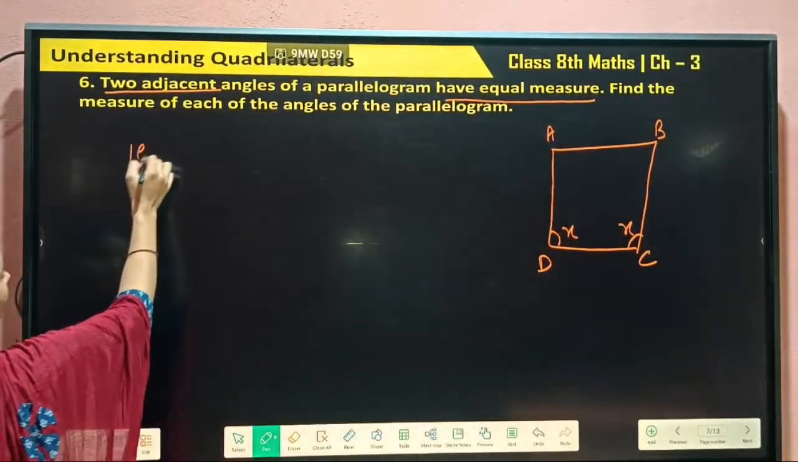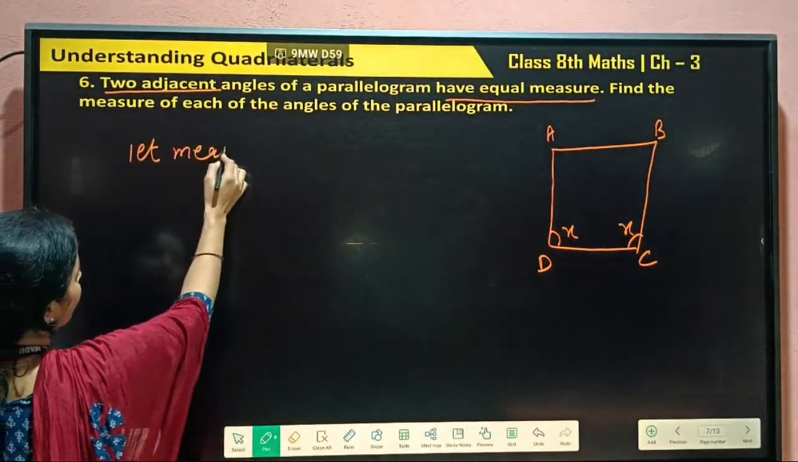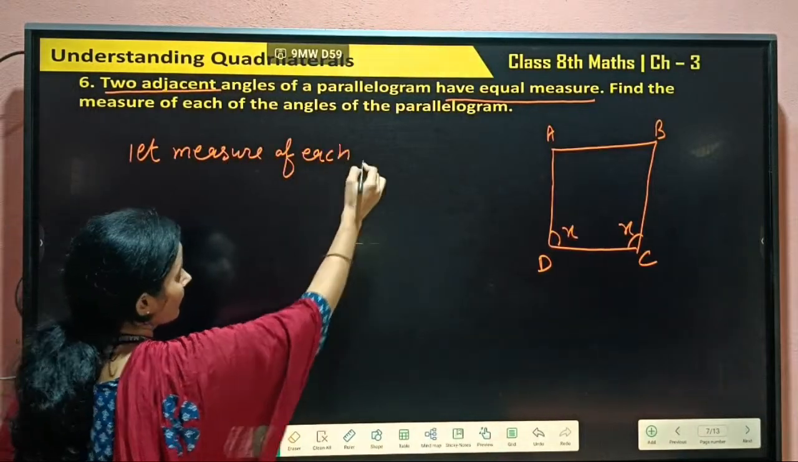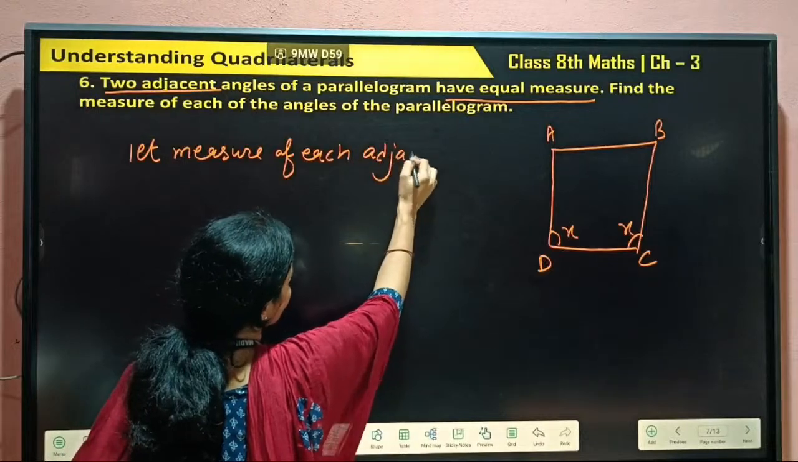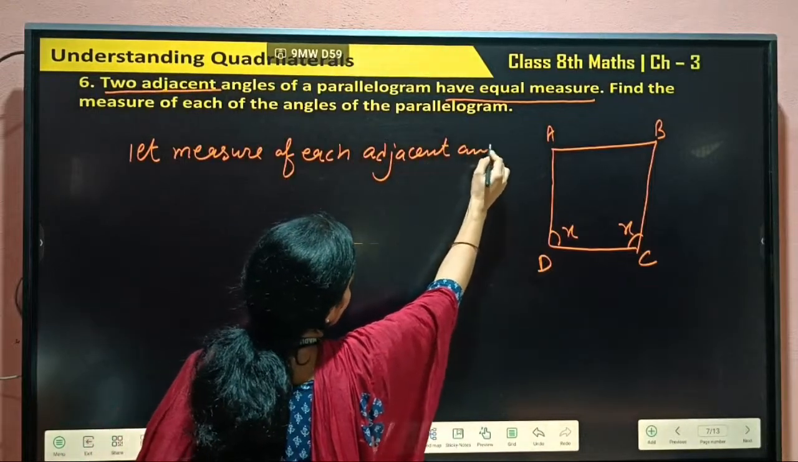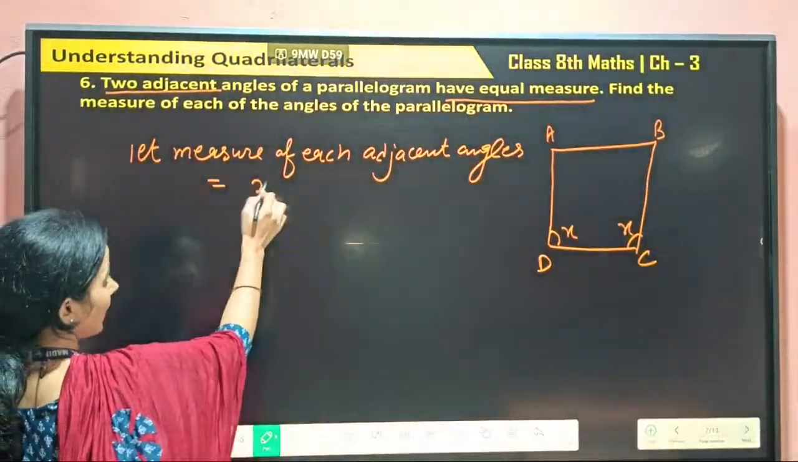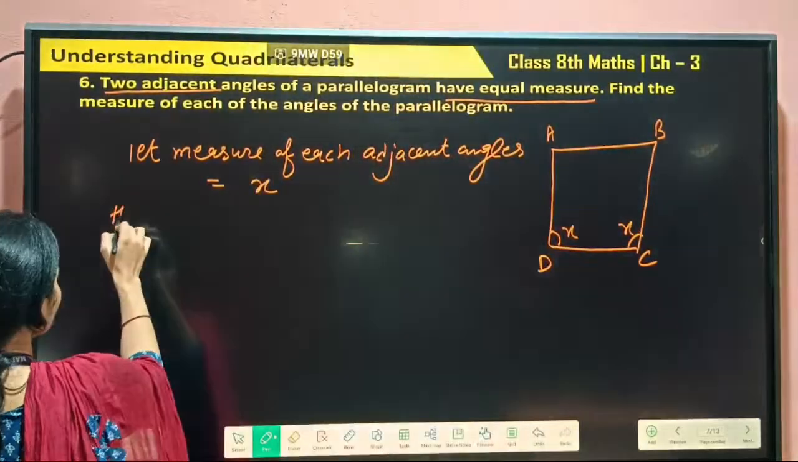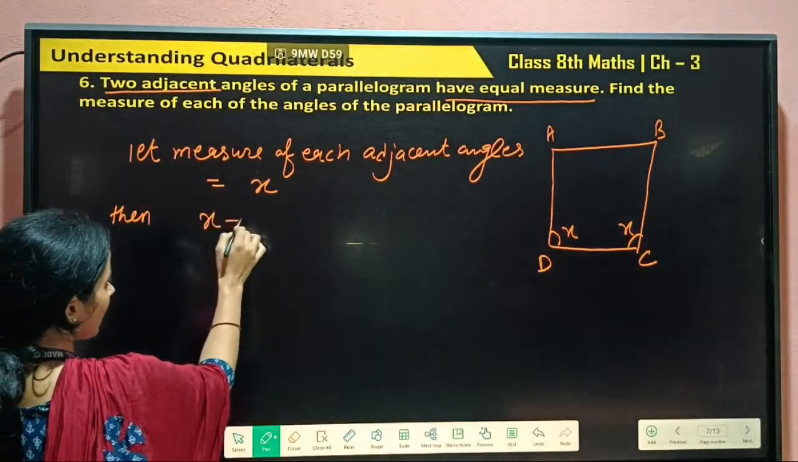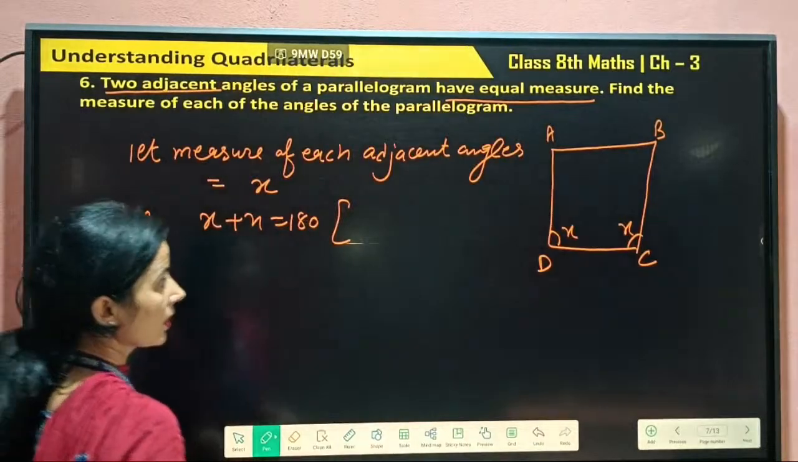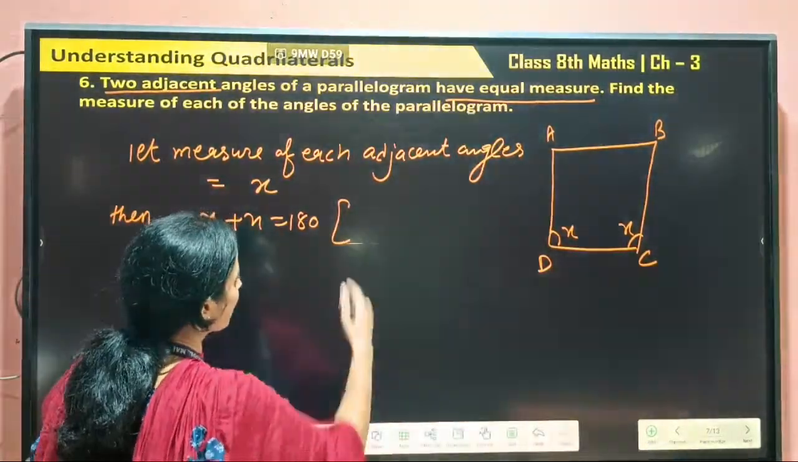Let the measure of each adjacent angle be x. Then I can write x plus x is equal to 180. The reason is adjacent angles of a parallelogram are supplementary.